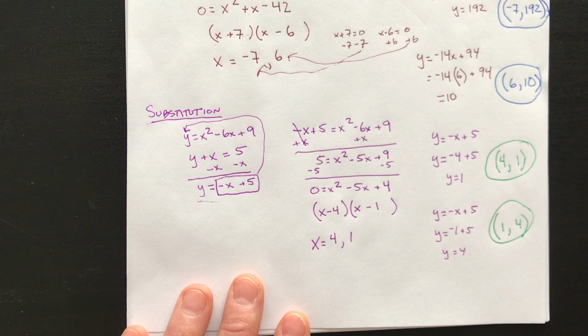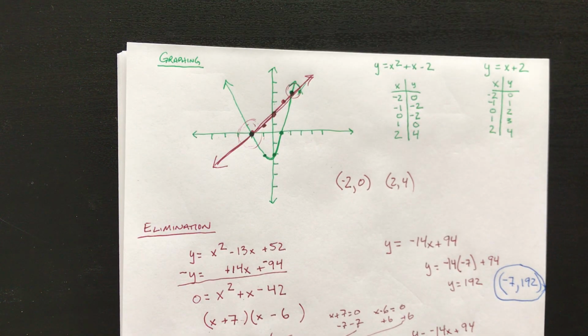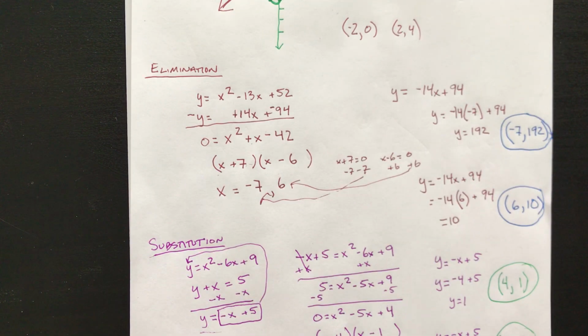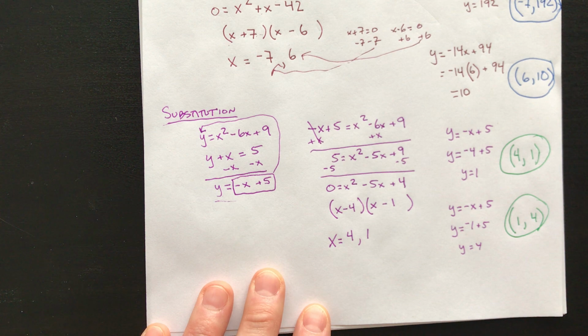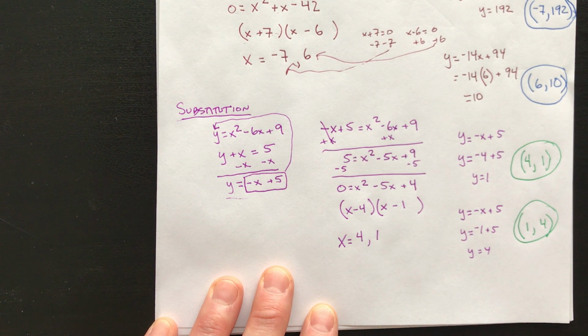All right. So that's the 3 different ways that you can solve systems of linear and quadratic equations: graphing, elimination, and substitution. All right. And in the homework, they'll tell you what to use.